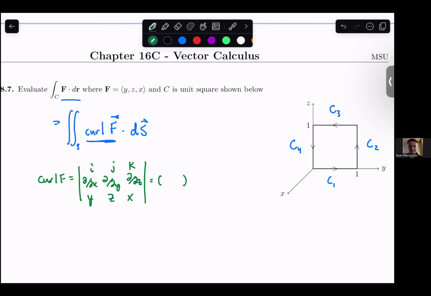When I take this determinant, I'll have stuff with i's minus stuff with j's plus stuff with k's. Let's go ahead through this, crossing off our first row and first column. Partial derivative with respect to y of x is going to be 0, minus partial derivative with respect to z of z is going to be 1.